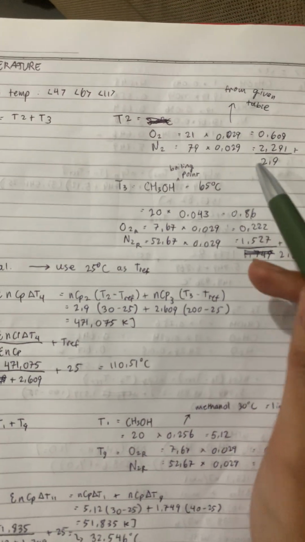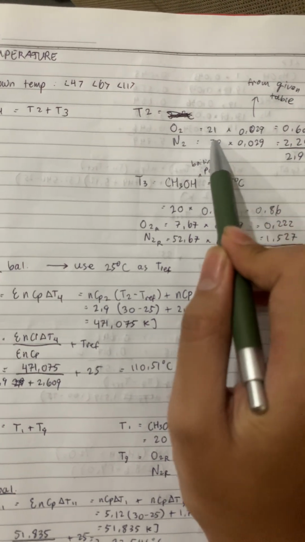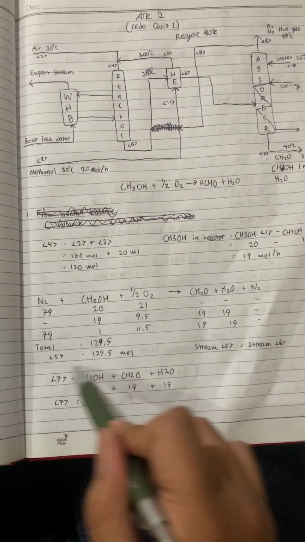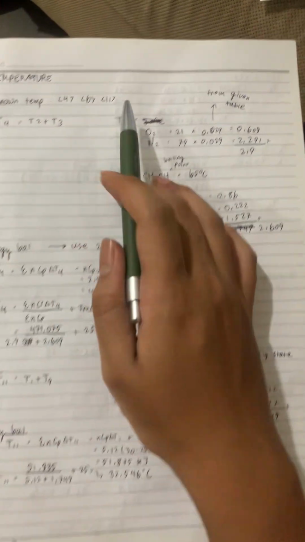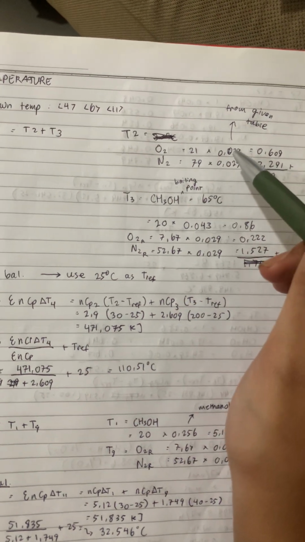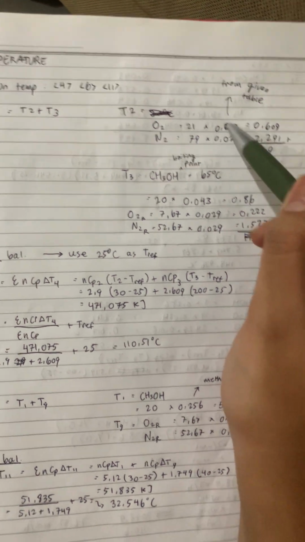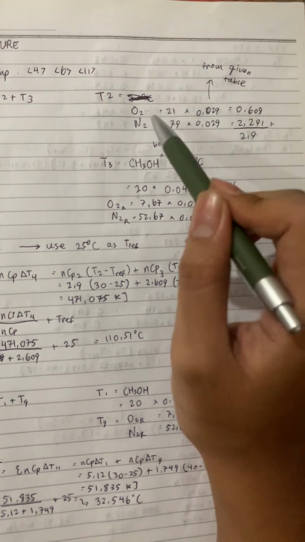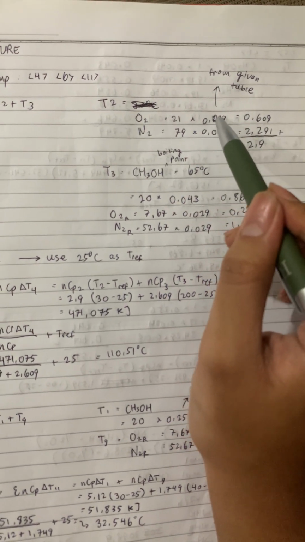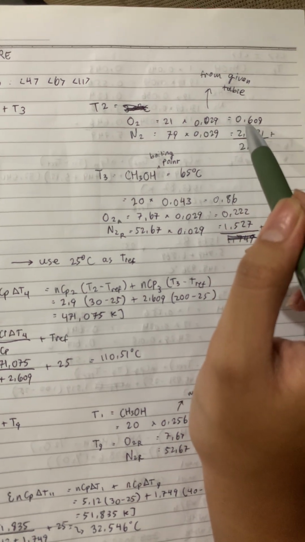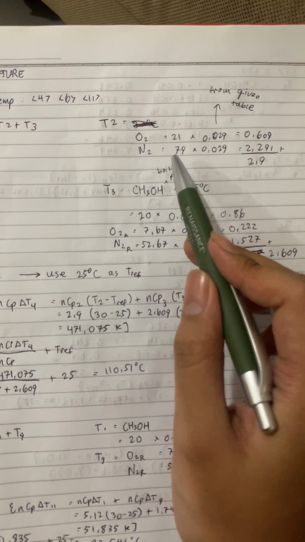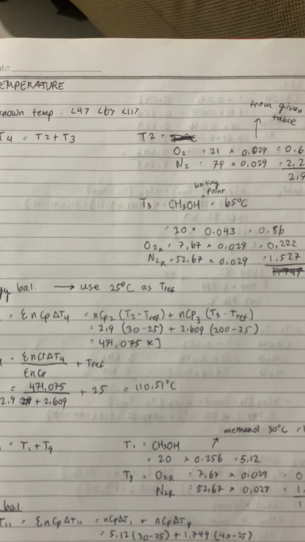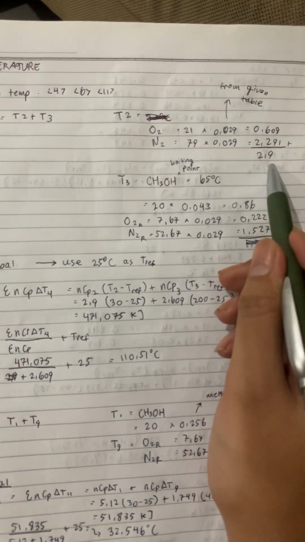Using the calculations that I got from this one, times the heat enthalpy, which I got from the given table from the problems. So I calculated 21 times 0.2029, which is 0.609, and then for the N2 the same, 2.291, and then I add them all up, and I got 2.9.